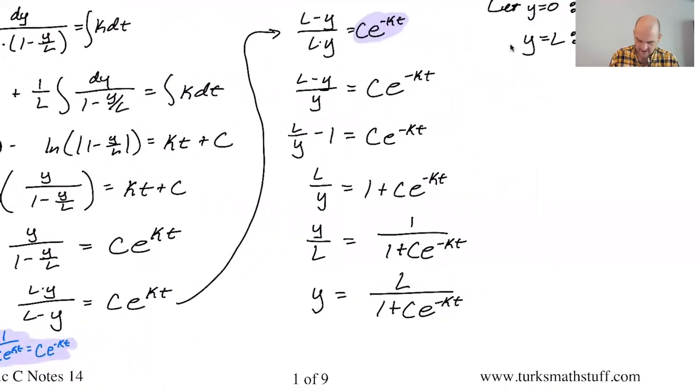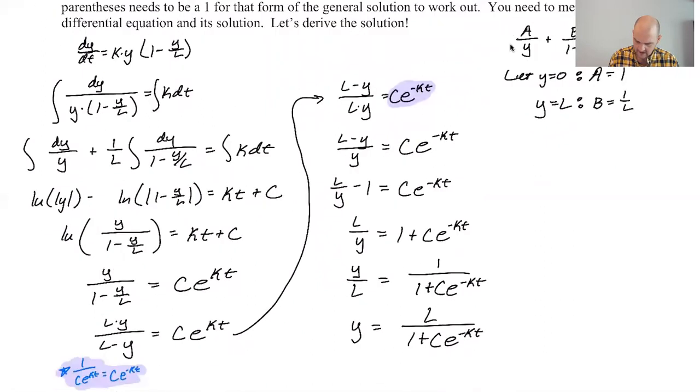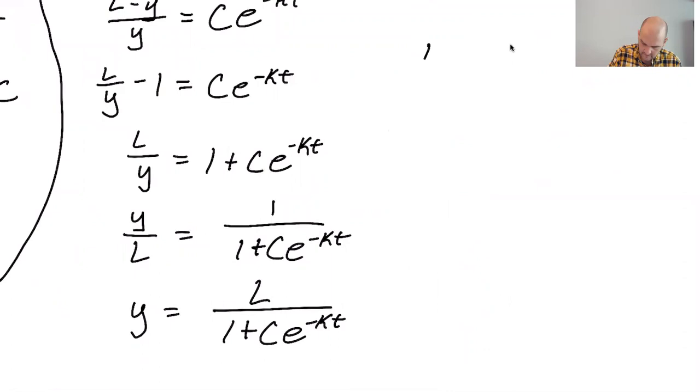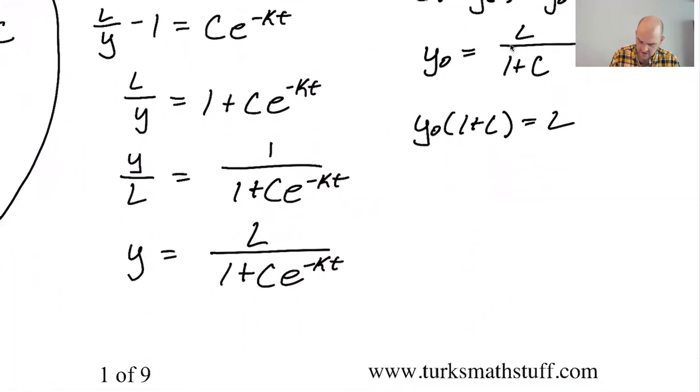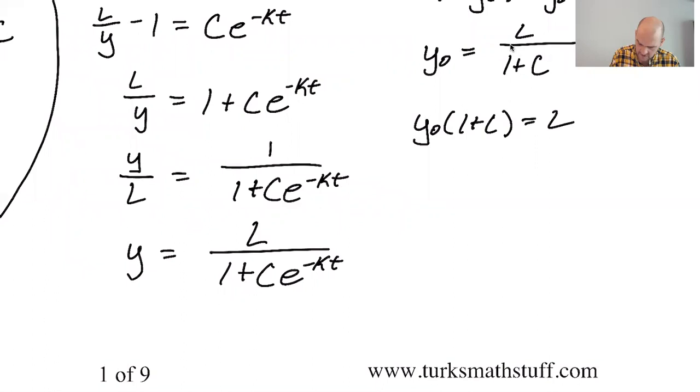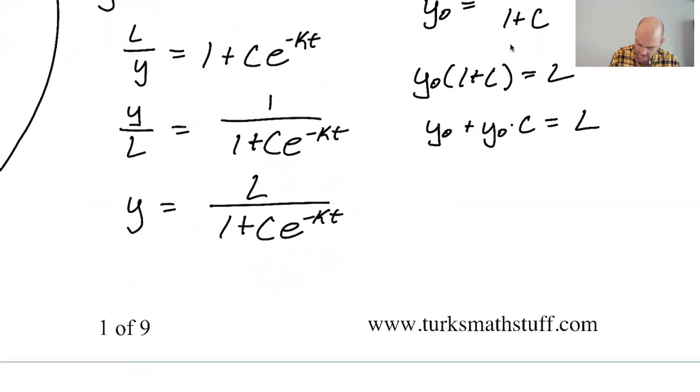All right, now what are we going to do for an initial condition? We're not really given an initial condition. So what I'm going to say is that if y of 0 is just y sub 0, then we would have y sub 0 equals L over 1 plus c, because we're plugging in c e to the 0, but that's just c. So y0 times 1 plus c equals L. That's a dangerous c. It looks a lot like an L. So then distribute, you get y0 plus y0 times c equals L. I'm going to subtract and divide, and I get that c is L minus y0 over y0, which, for the purpose of this, we just rename as a.